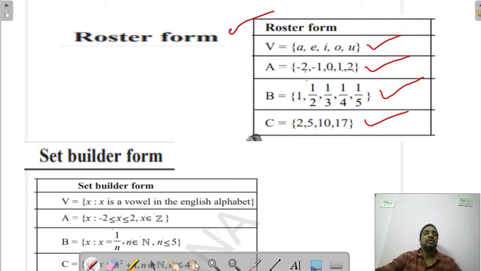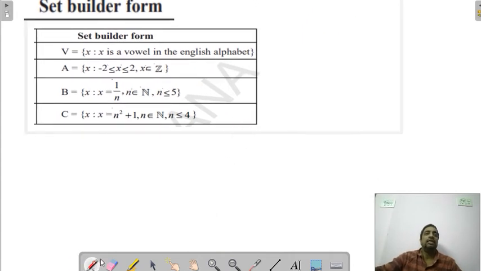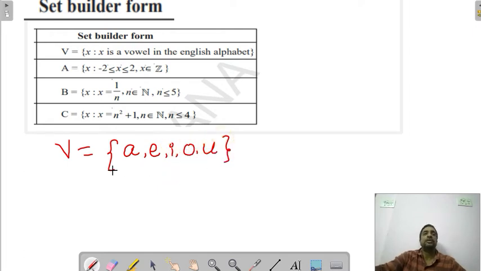And coming to set builder form, what are these? Let us see. V is the set, and x is the element. How is it? Vowels in English alphabets. So all elements should be vowels. Vowels means A, E, I, O, U. So here this is set builder form, and this is list form. Exactly whatever you are saying, 100% it is correct.